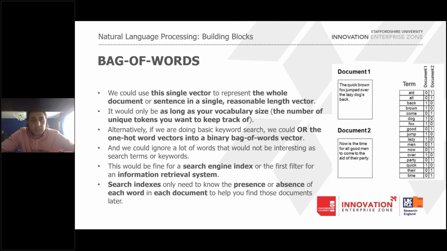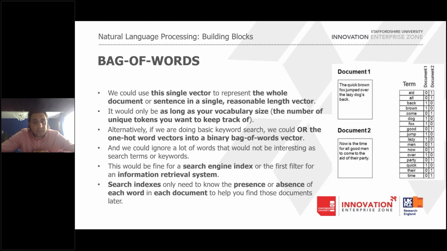Alternatively, instead of summing all the one hot vectors, we can apply the logical OR operation. Instead of giving us the frequency of the words, this will tell us whether the word appeared in our document or not. We could ignore a lot of words that we would not be interested in as search terms or keywords. This would be fine for a search engine. And this is what Google and Yahoo and the like do when they build a search engine index.